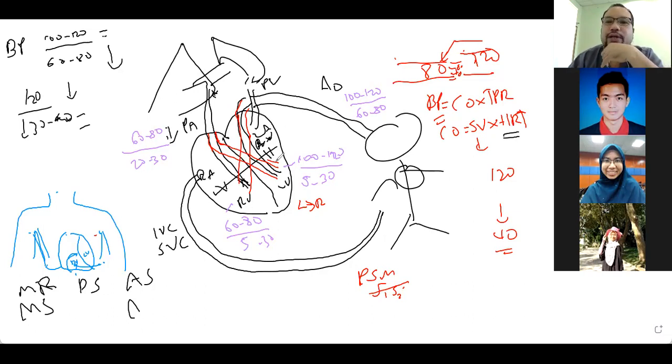Is it compatible with life? No, except if there is an underlying defect, except if there are shunts. So where can the shunts be? There are three levels of shunt: either at the VSD, the ASD, or the PDA. At least one must be present for the baby to survive. But even if the baby survives, what will happen? Will the baby be cyanosed?